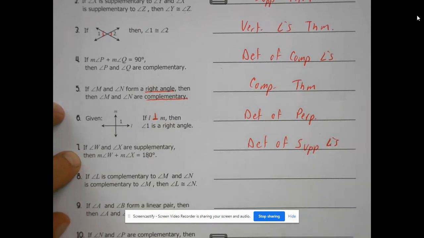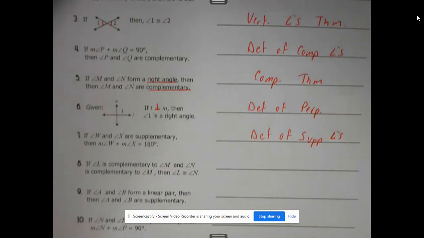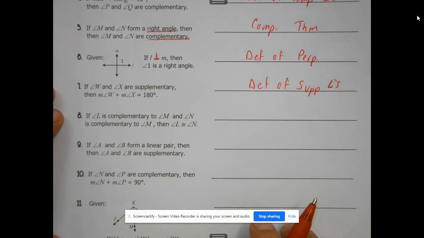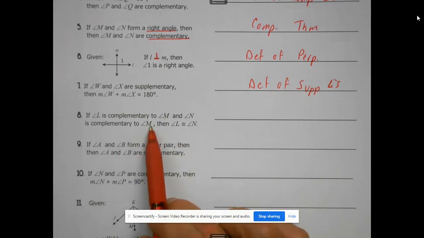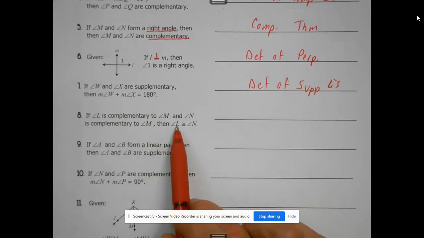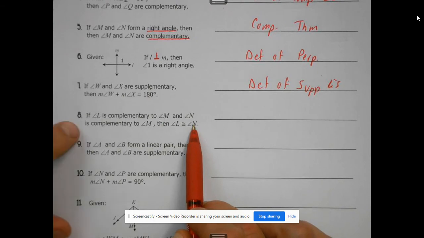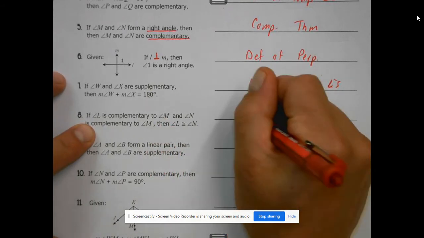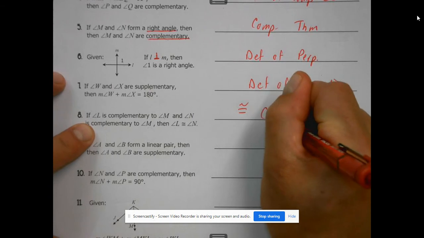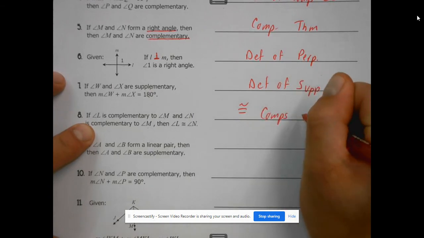Definition of supplementary angles. Number 8: if L is complementary to M and N is complementary to M, then L has to be congruent to N. They're complementary to the same angle, which is angle M. That is your congruent complements theorem.